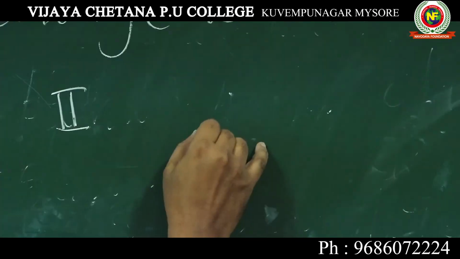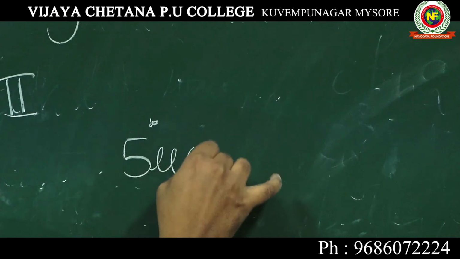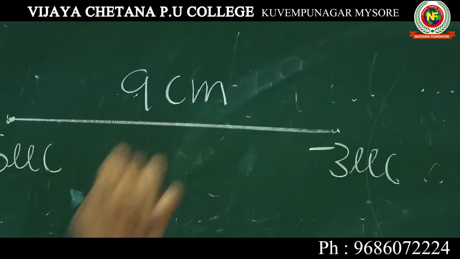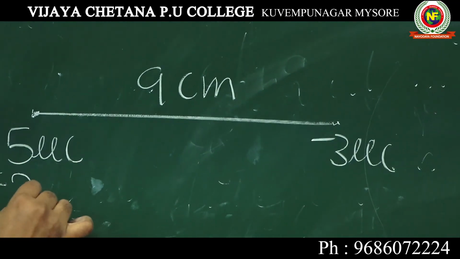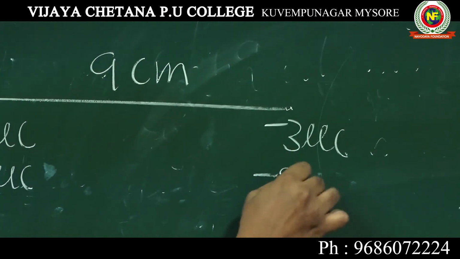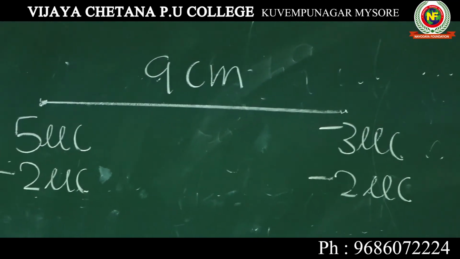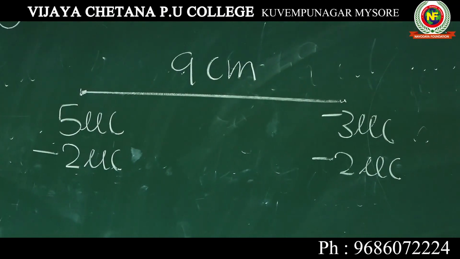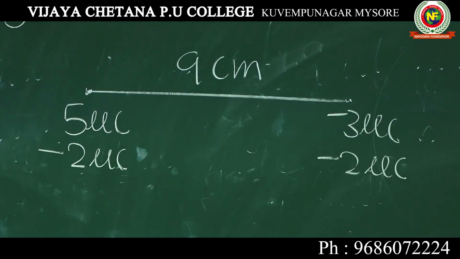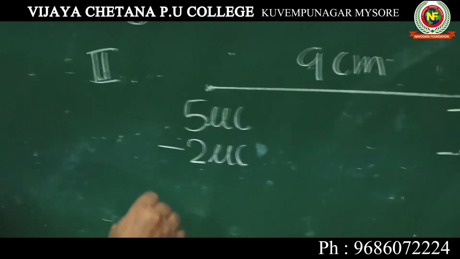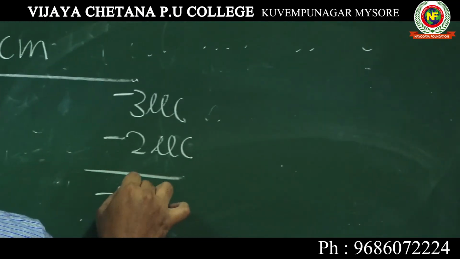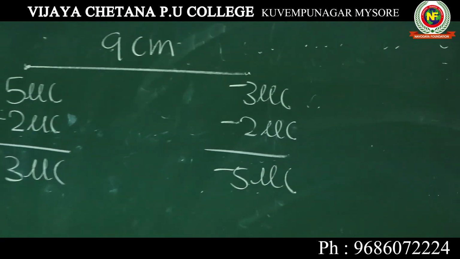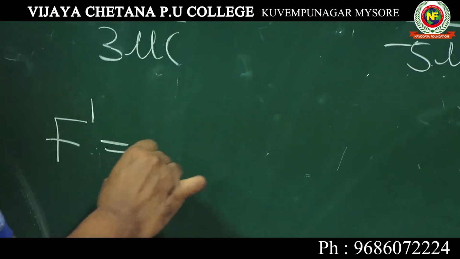Now come to the second part. See, this was a 5 microcoulomb charge and this was a minus 3 microcoulomb charge, 9 centimeters apart. Now for this they are adding minus 2 microcoulomb and for this also they are adding minus 2 microcoulomb. Also find the change in the nature and magnitude of the force when minus 2 microcoulomb charge is added to both. When you add minus 2 microcoulomb, this becomes minus 5 microcoulomb. Now how do I find the force? I call this F dash, the new force.